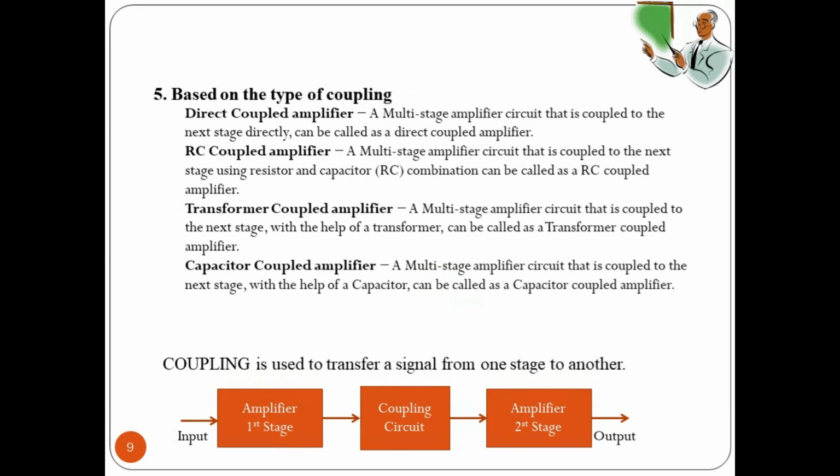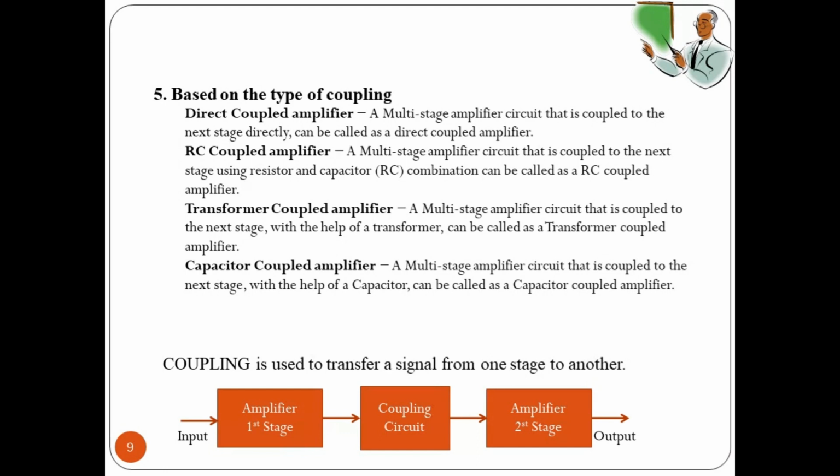Based on the method of coupling one stage to the other, amplifiers are classified as direct-coupled amplifier, RC-coupled amplifier, transformer-coupled amplifier, and capacitor-coupled amplifier. A direct-coupled amplifier is a multi-stage amplifier circuit that is coupled to the next stage directly. An RC-coupled amplifier is a multi-stage amplifier circuit that is coupled to the next stage using a resistor and capacitor. The RC combination is called an RC-coupled amplifier.